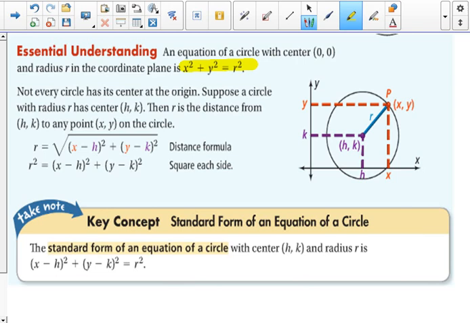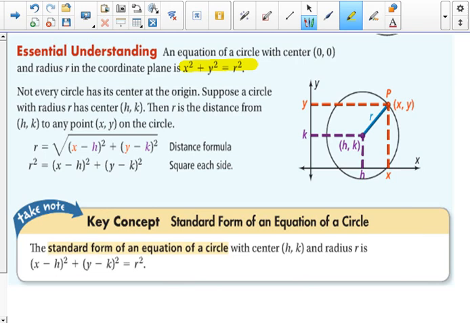So that is if your origin is at the center, or excuse me, the center is at the origin. Now, not every circle has its center at the origin. So suppose we move it away from the origin, then we're going to have an h and a k involved, the horizontal movement and the vertical movement.